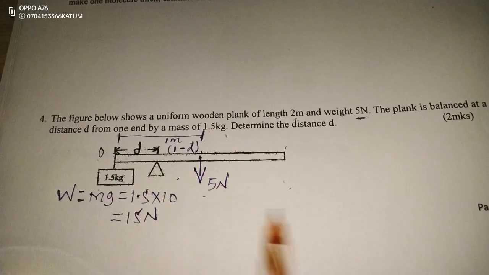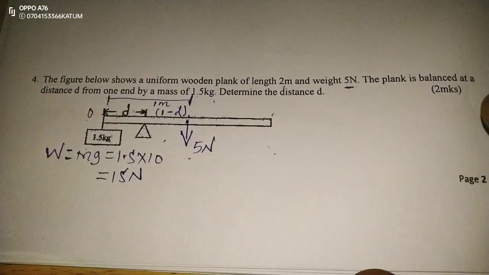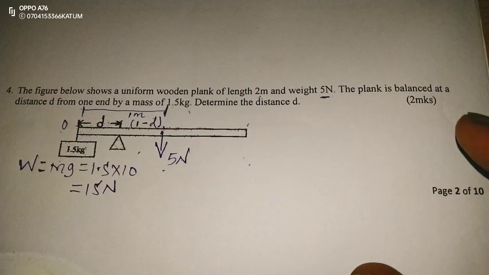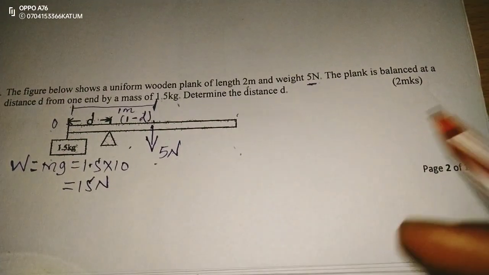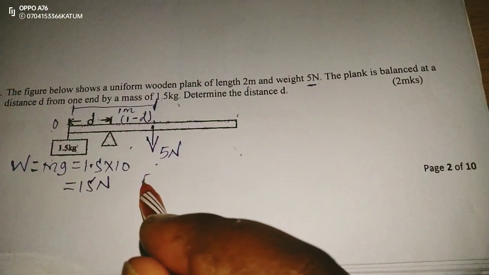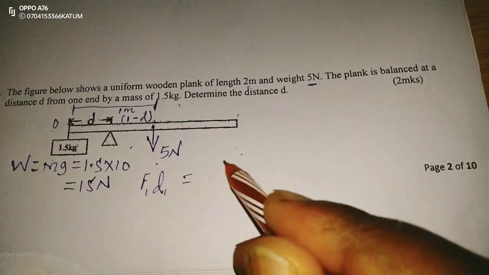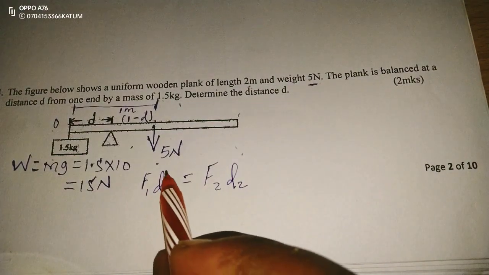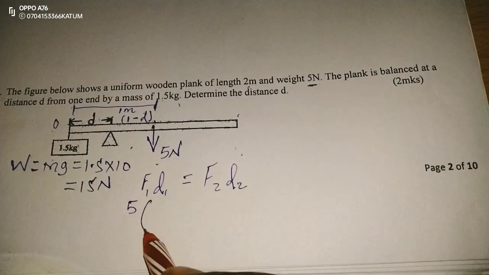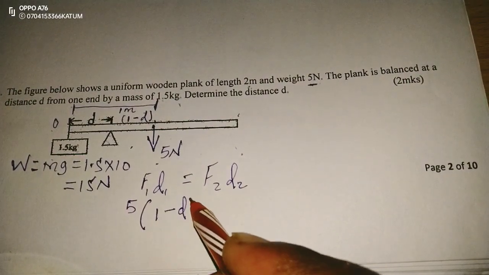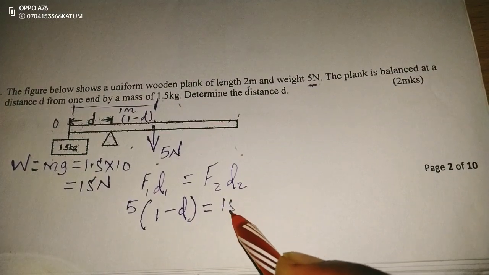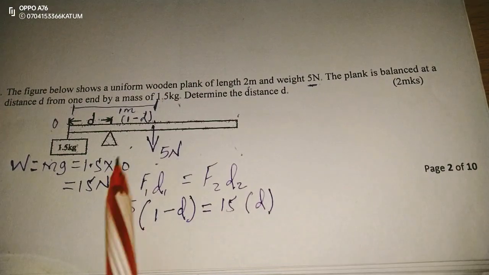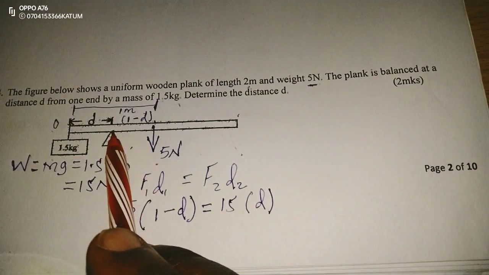Then now we can apply moments, whereby we say the sum of clockwise moments about a given point is equal to the sum of anti-clockwise moments about the same point. So we shall have force 1 times distance 1 being equated to force 2 and distance 2. So we can come up with a force of 5 newtons and a distance of 1 minus d. This is supposed to be a force of 15 newtons and a distance d. That is each force and the distance from the point of support.